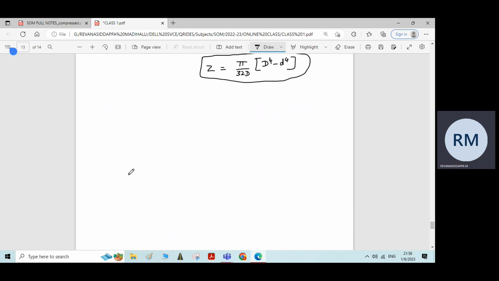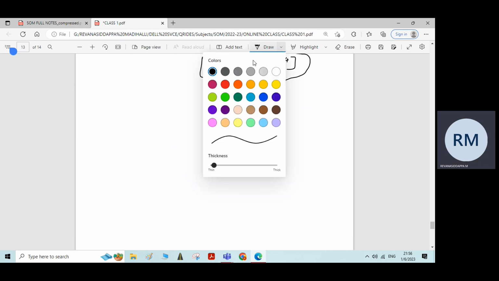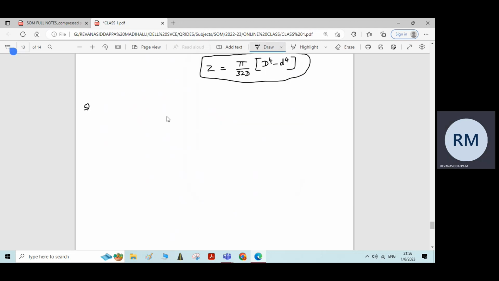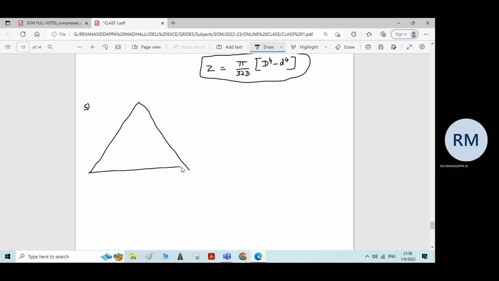Now let us see what will be the section modulus of a triangle. Let us take B as the base width of the triangle and H as the height of the triangle.